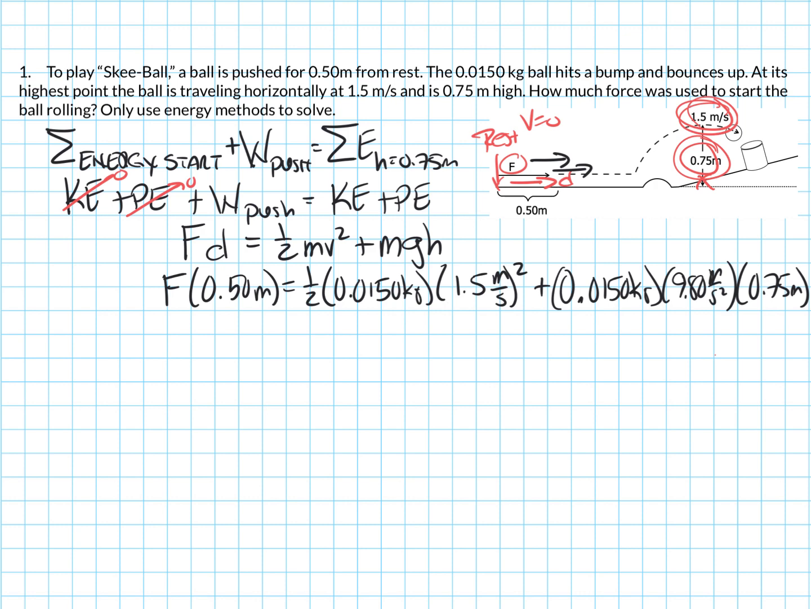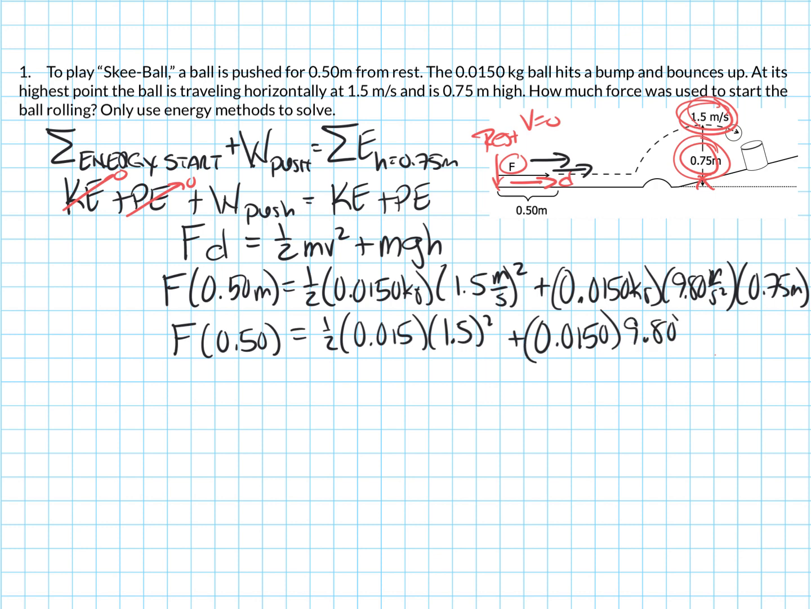Now let me rewrite that without the units. Since they're all in the same unit system, I'll suppress the units just so I can see what's going on. Force times 0.50 equals 1/2 times 0.015 times 1.5 squared, plus 0.0150 times 9.80 times 0.75. Yeah, a little bit easier.